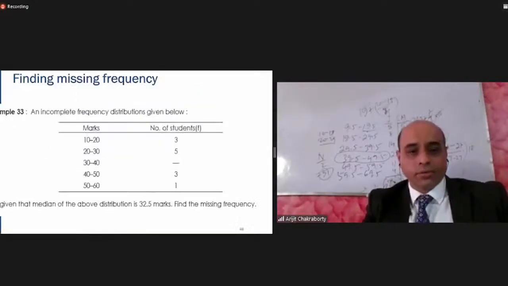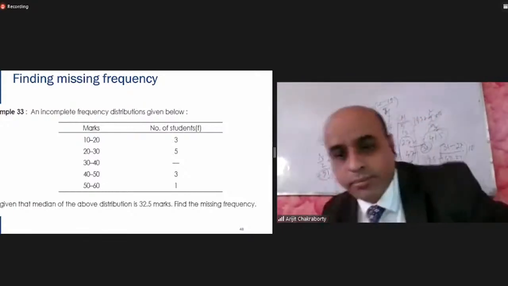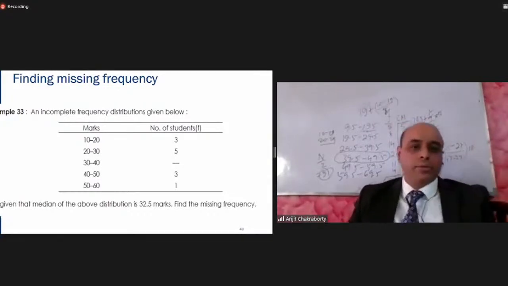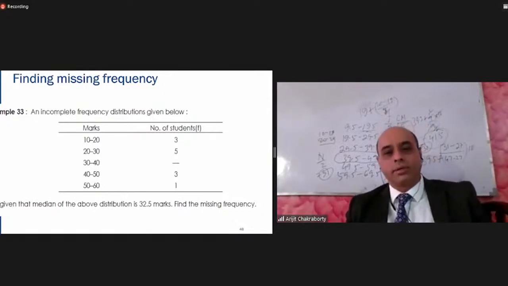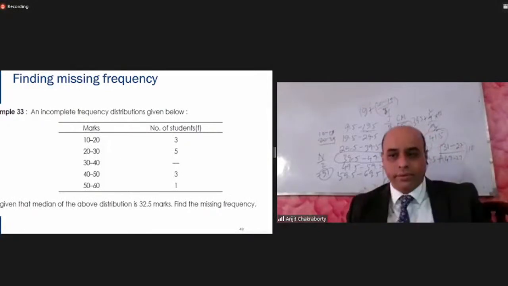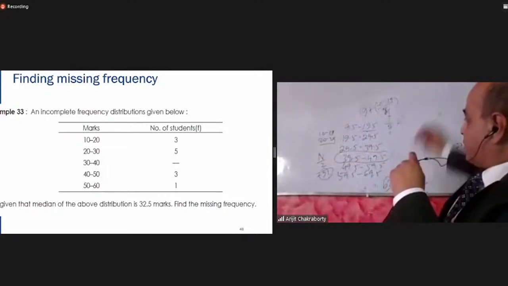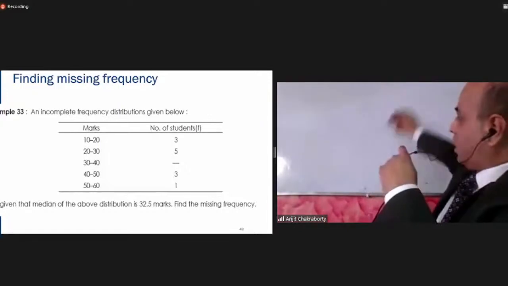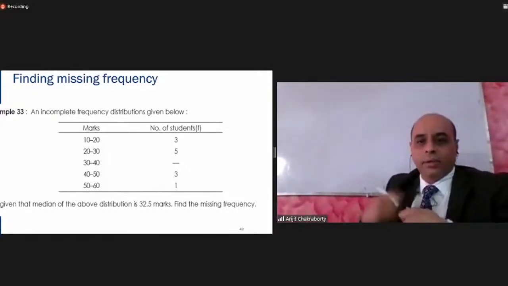Now, we have done this incomplete frequency distribution. Now we will take the last example, incomplete frequency distribution. Here you can see 10 to 20, 20 to 30, 30 to 40, 40 to 50, 50 to 60 is given, but we don't know the frequency for one particular class. So we will try to solve it. I'm rubbing this part and I will try to solve the problem, and you will definitely understand how to handle missing frequency.